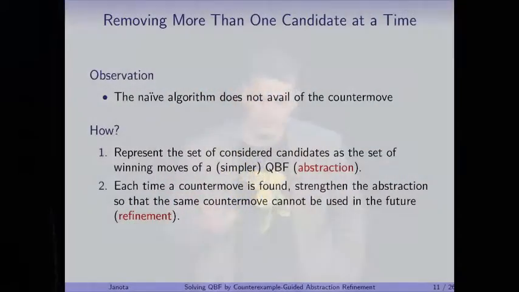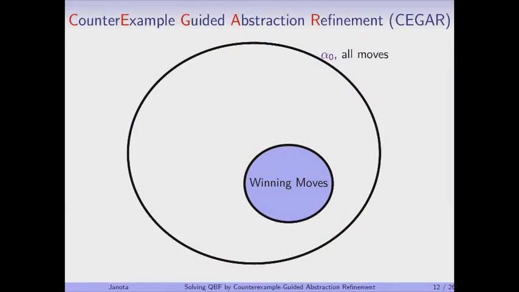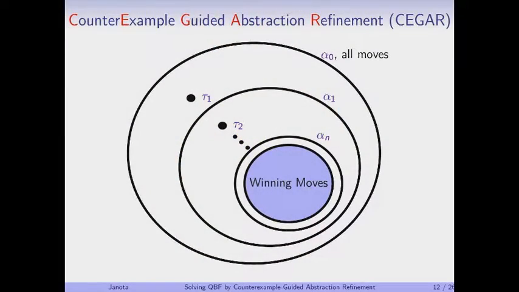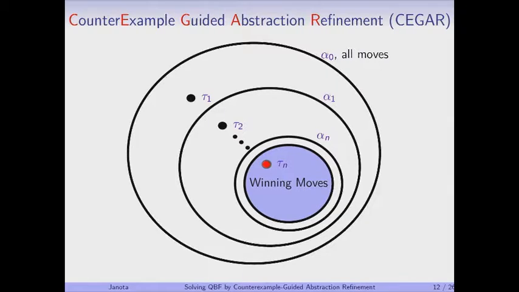So here's an idea how we can learn from this mistake or from this counter move. We will build another smaller QBF, which I call the abstraction. Each time we are hit by a new counter move, we strengthen this abstraction so that we are not beaten by the same counter move again. This strengthening we will call refinement. Here is a pictorial representation of what is going to be happening. Initially the abstraction is all possible moves. Each time we try some candidate move and are beaten, we strengthen the abstraction, and so on, until we approximate very well the set of actual winning moves for the initial game. And hopefully our next candidate will be from this set of winning moves.